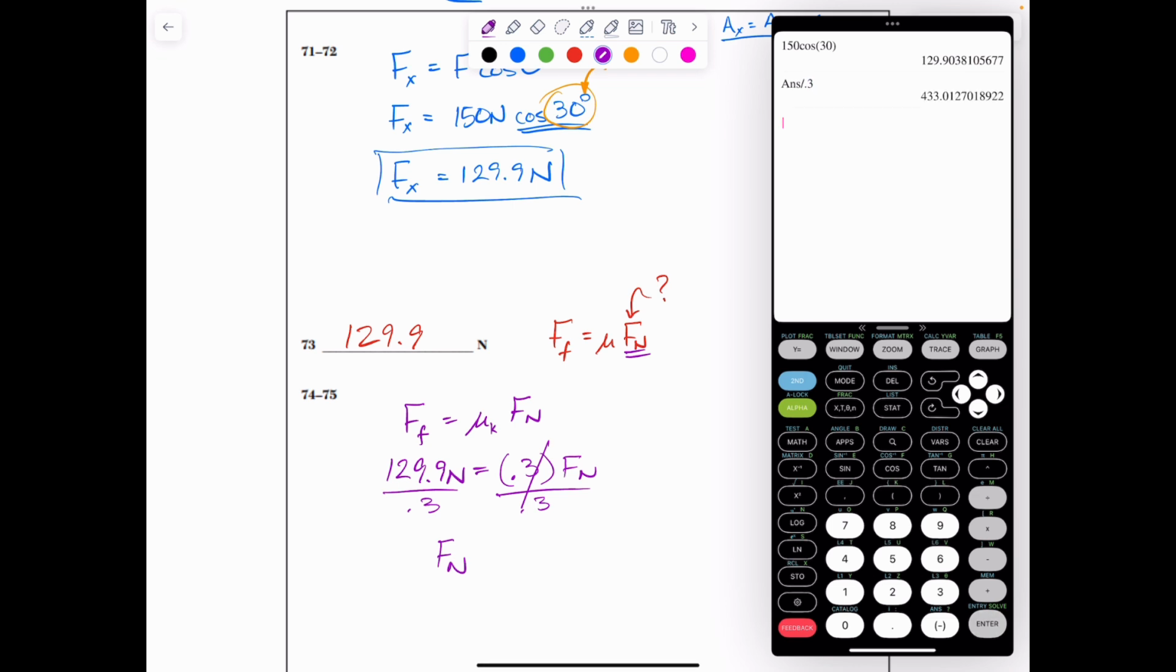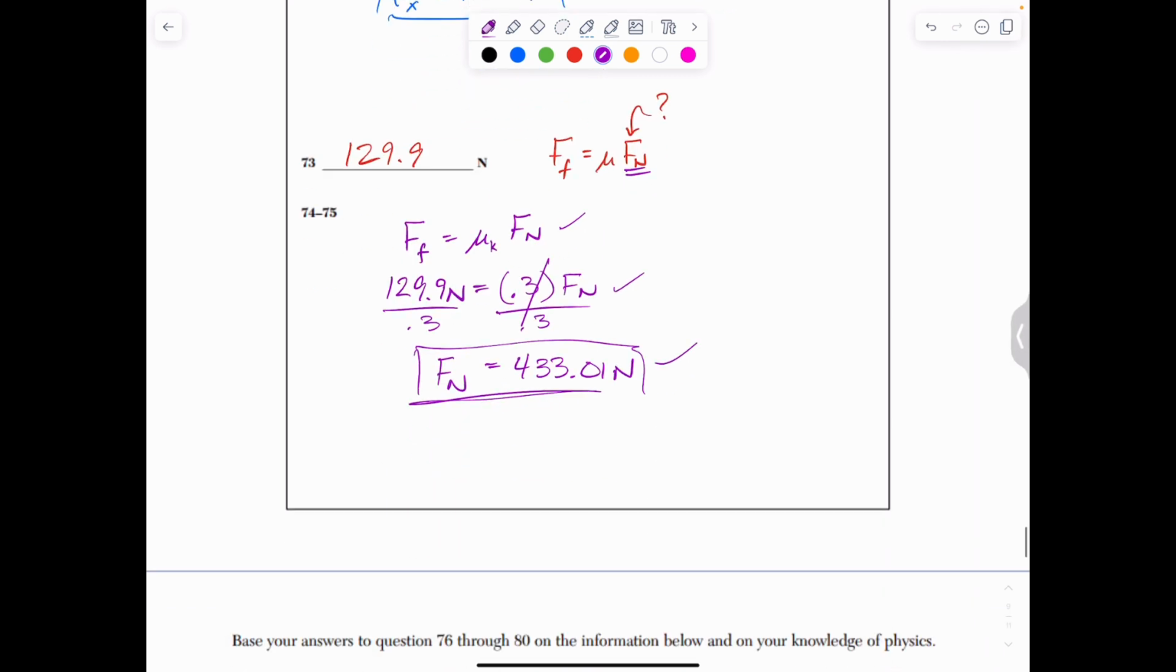And here we are. Our normal force is 433.01 newtons. We got our normal force. And we got both points. Equation, substitution with units, answer, 2 points. All right, let's go to the next one.